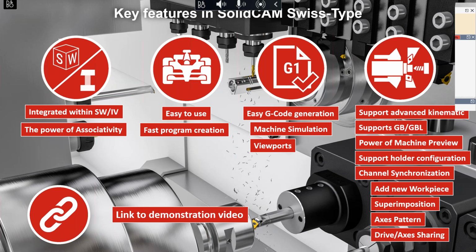We also support advanced kinematics. We support guide bush or guide bushless. We have a powerful machine preview to see the machine position in any operation. We support any holder configuration for the machines. We have very powerful channel synchronization, which allows us to add a new workpiece. I will also explain in the live demonstration what adding a new workpiece means. We also support superimposition, a very important feature on Swiss type machines, axis pattern, and drive and axis sharing.